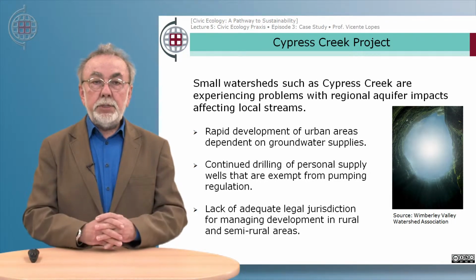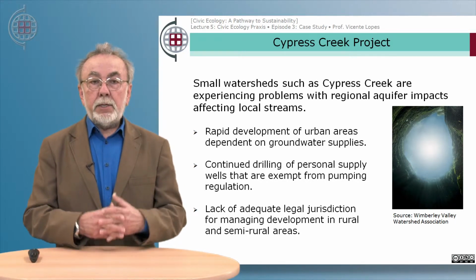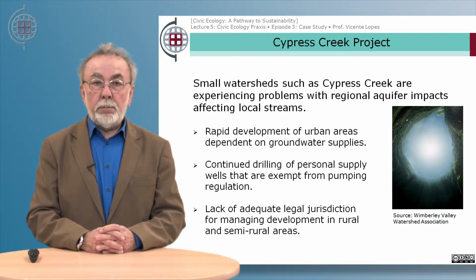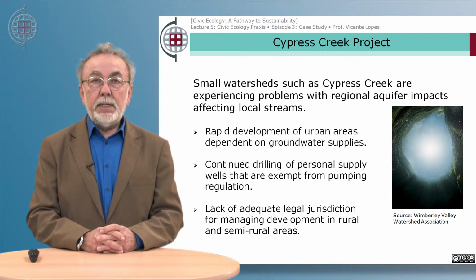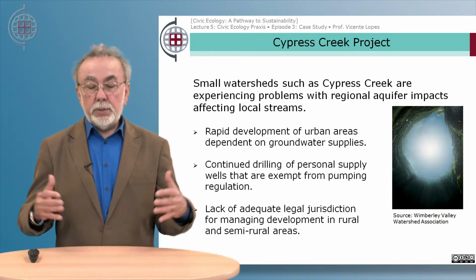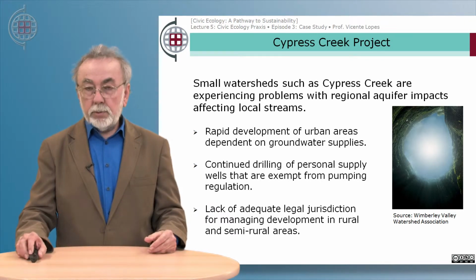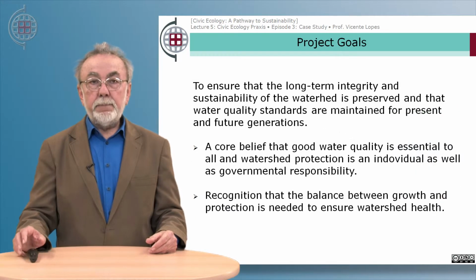And as a result, the continued drilling of personal and public supply wells is causing tremendous problems to groundwater resources in the area. And most importantly, there is a lack of adequate legal jurisdiction for managing development in rural and semi-rural areas. So there is no restriction on the number of wells that can be drilled in the area. This can cause tremendous problems to water resources, to groundwater resources in Texas.